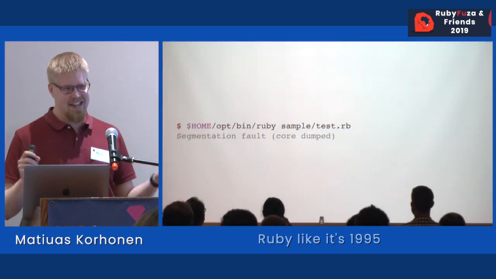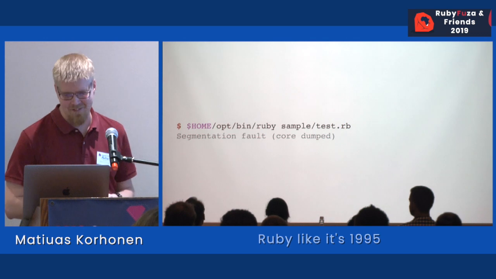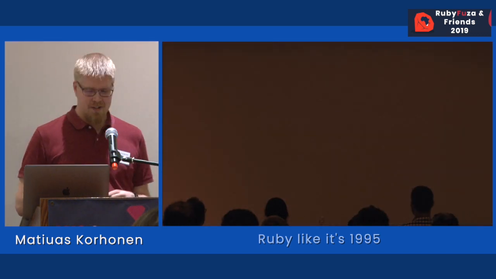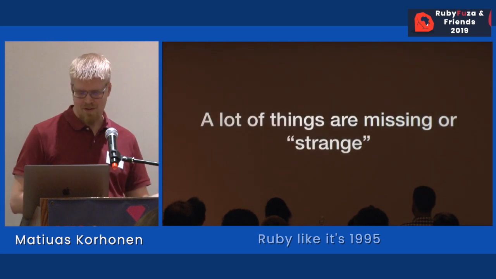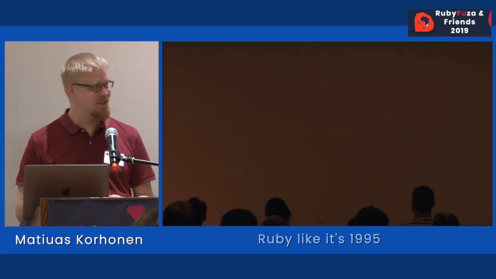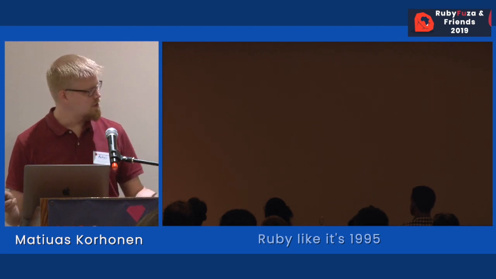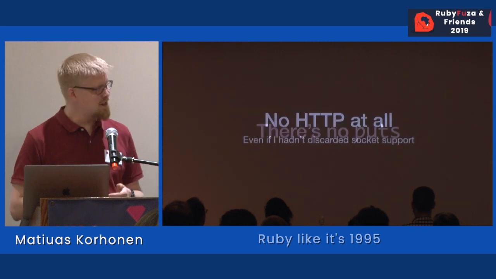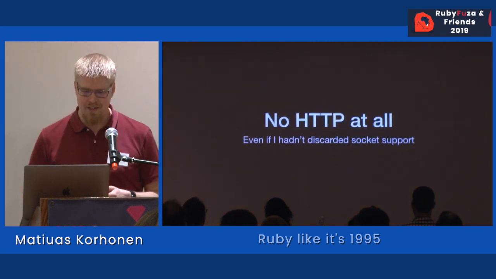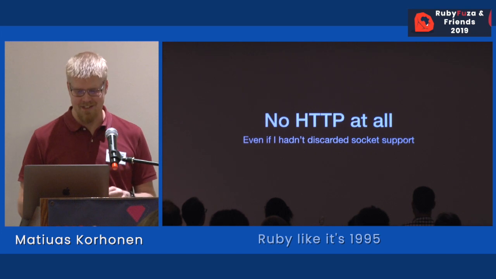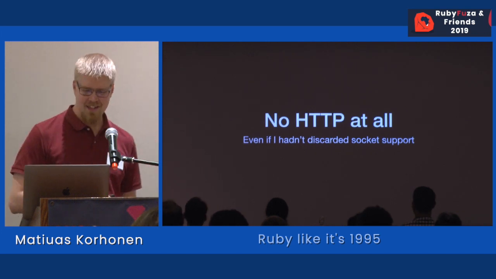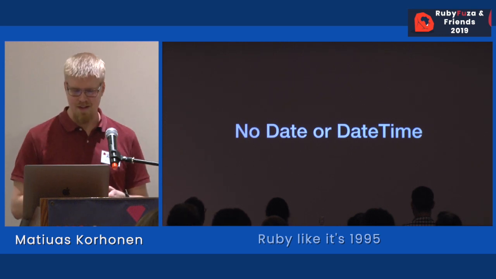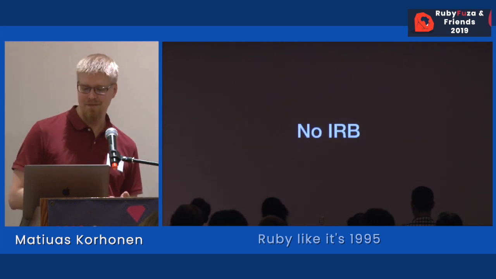For one thing, it segfaults if you look at it wrong, and I haven't quite figured out why. A lot of things are strange or missing. Like I mentioned, there's no puts, so you need to use print instead. There's no HTTP support at all, and that would be true even if I hadn't discarded socket support. There are no date or datetime classes, but you do get a time class. There's no IRB, like I said.